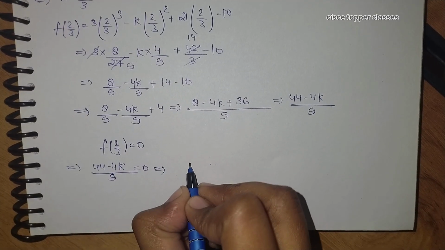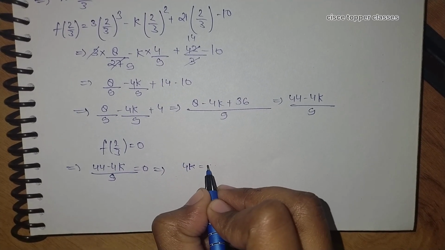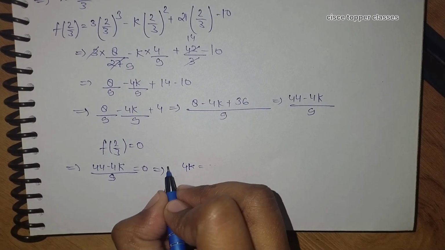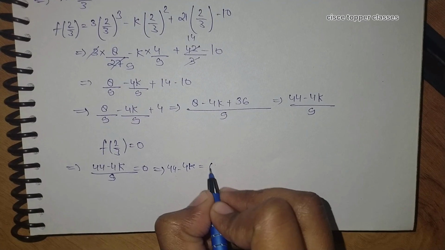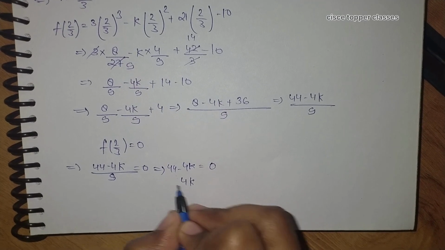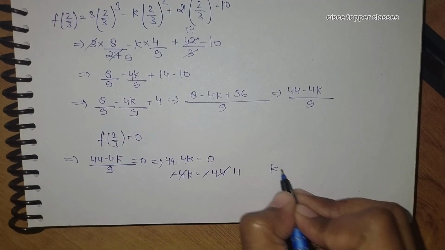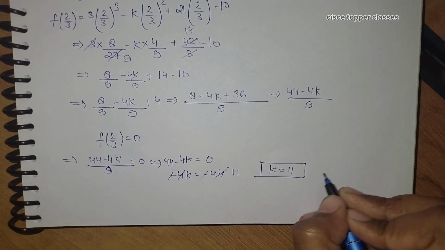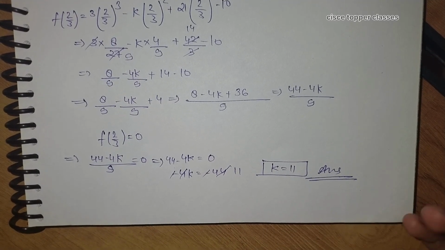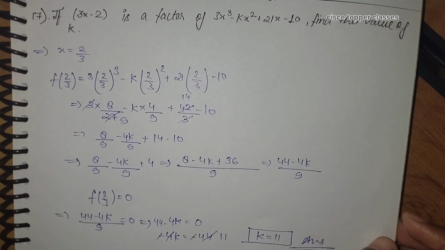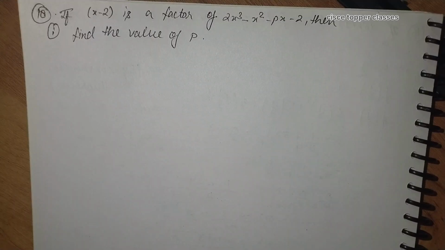So 44 minus 4k is equal to 0, and from that minus 4k is equal to minus 44. Cancelling by 4 gives k is equal to 11. So this is the answer and solution of question number 17. Let's solve question number 18.